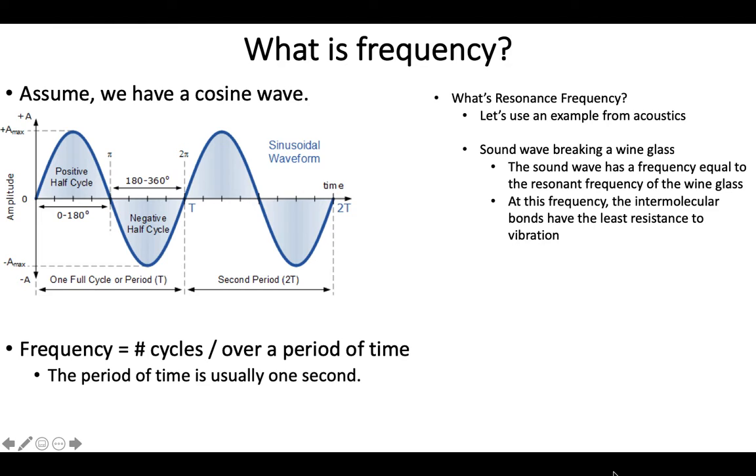You can use a sound wave from a speaker to break glass without it being very loud, and that happens when the sound wave has a frequency equal to the resonance frequency of the wine glass. And what happens at that resonance frequency is the intermolecular bonds have the least resistance to vibration. So they release a lot of energy because they vibrate really heavily. And so they end up breaking apart when that happens.